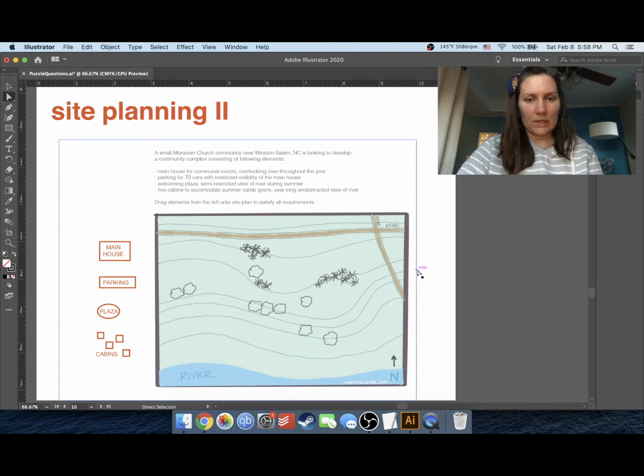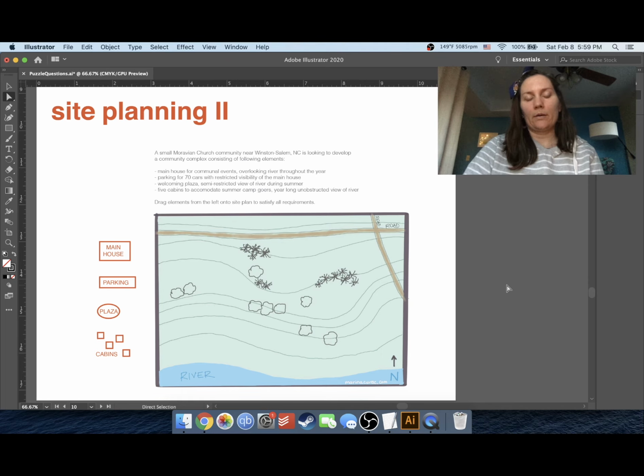Another thing that we can see is just to pay attention to how the topo lines work. And we can see that the topography created these pockets that are already big enough clues that are telling us that some program is going to be happening there. Okay, so that's it about the plan itself. Now on the left, we're going to see main house, parking, plaza, and cabins. So the chances are that we're going to be dragging them onto the site plan itself. But before we assume too much, let's read the question.